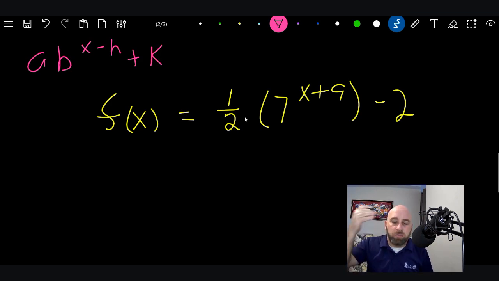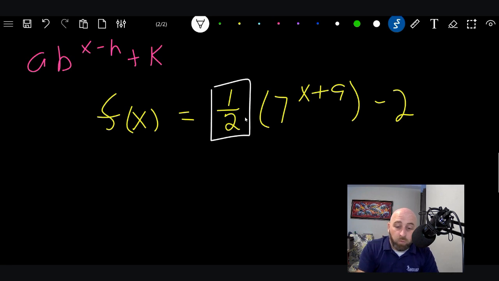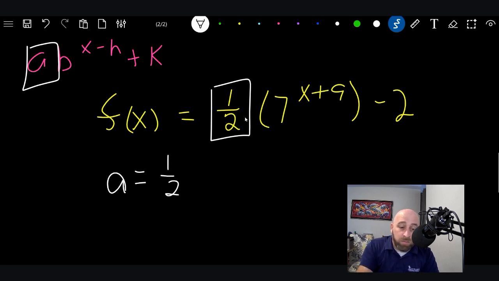I'll continue to go back up and we'll look at this and try to figure out what this thing is doing. So let's first of all identify, what is that? Okay, well, that is the A. So we have the A is going to be 1/2. A equals 1/2.